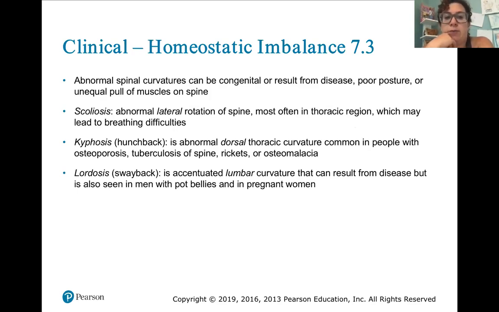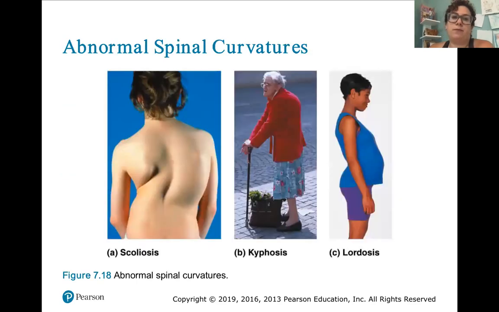Then we have kyphosis, which is hunchback. We see a lot of that in people who have either vitamin D deficiency, known as rickets, or osteoporosis, which is most common in postmenopausal women who don't have estrogen to help their bone density. And then we have lordosis. The most common reason for us to see lordosis, or that pushing out of the belly, is when someone's pregnant, or if there's a little bit of extra adipose tissue around that area. Okay, so these are examples of what scoliosis would look like. Kyphosis, you always think of the elderly woman, and lordosis.